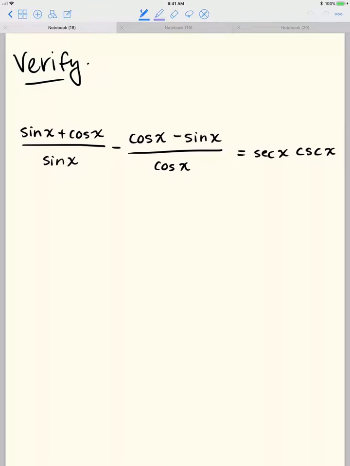All right, last one has us looking at the sine of x plus cosine of x over the sine of x minus cosine of x. Okay, so agreed, the left side is the one that's more complicated. It has a fraction, it has subtraction, and we're going to try to work through this to make it equal secant times cosecant.